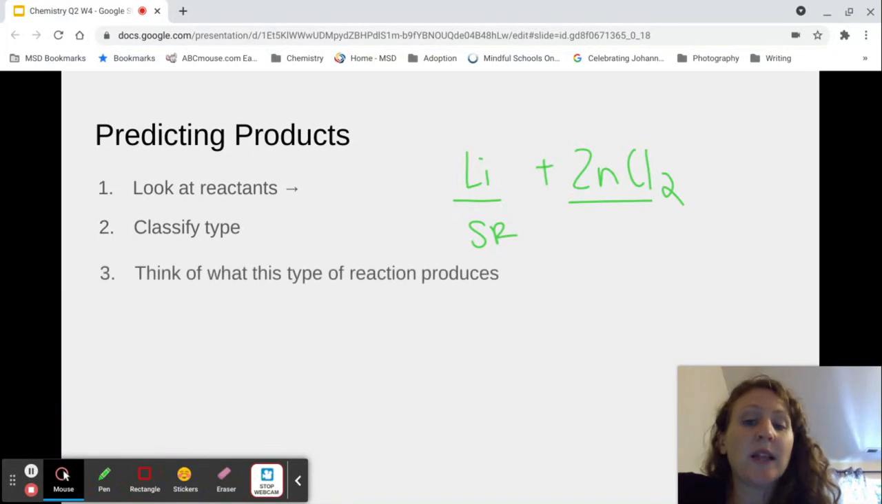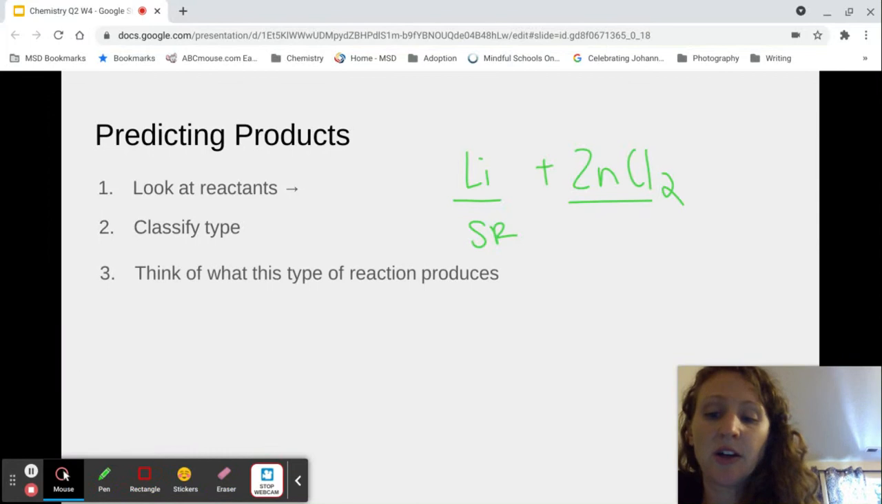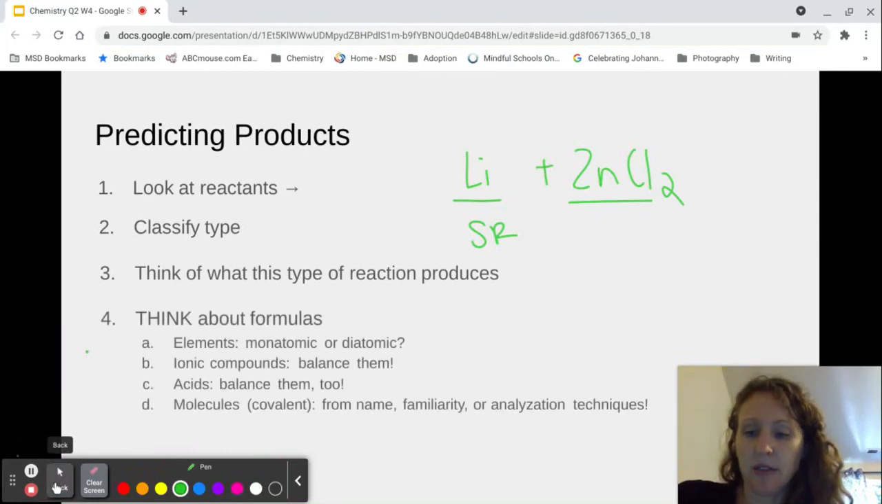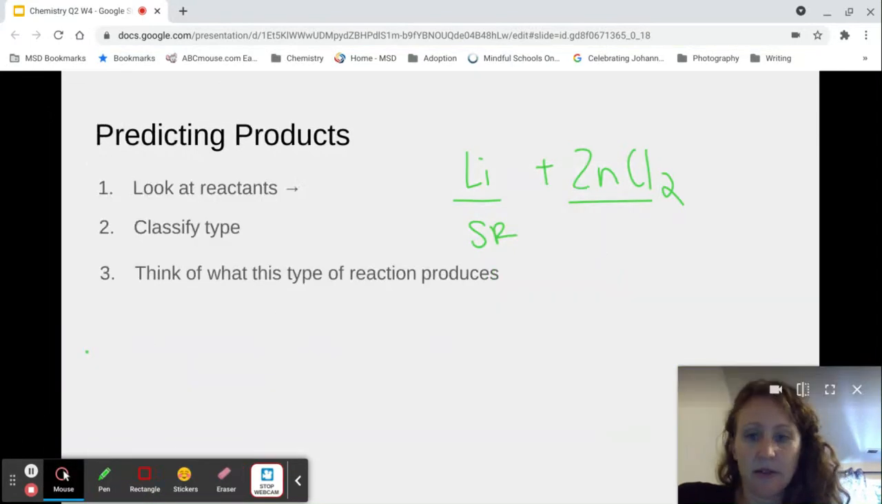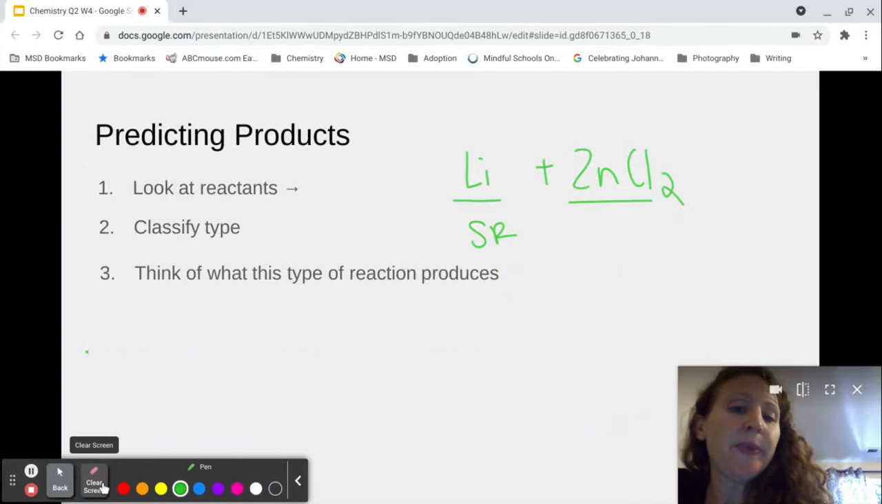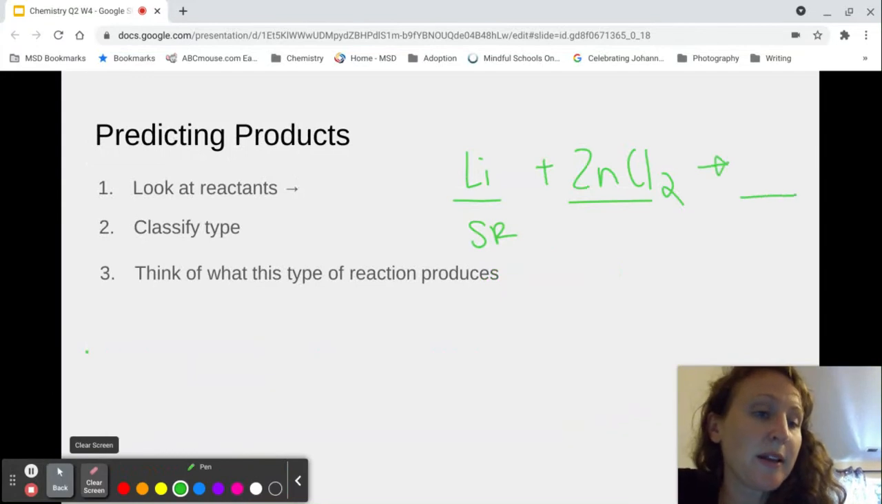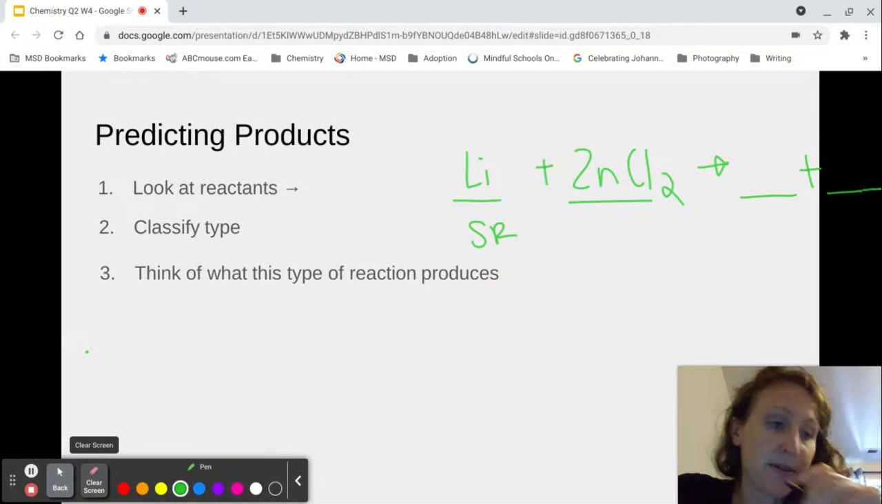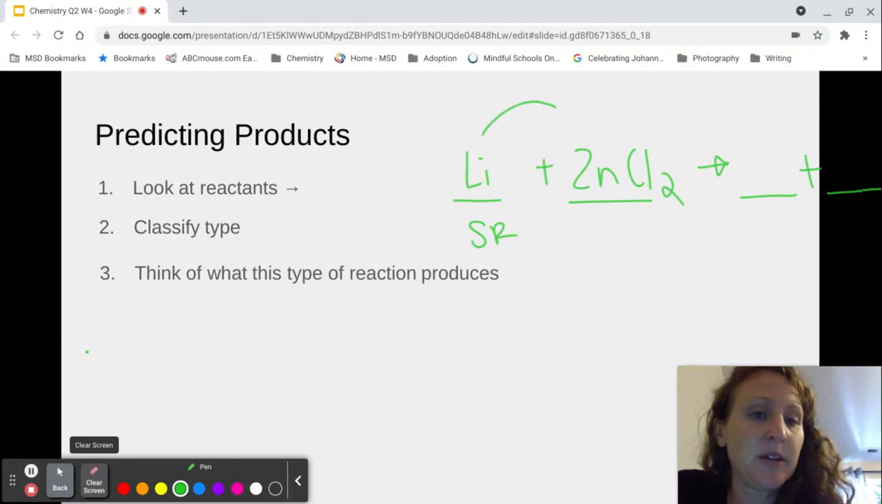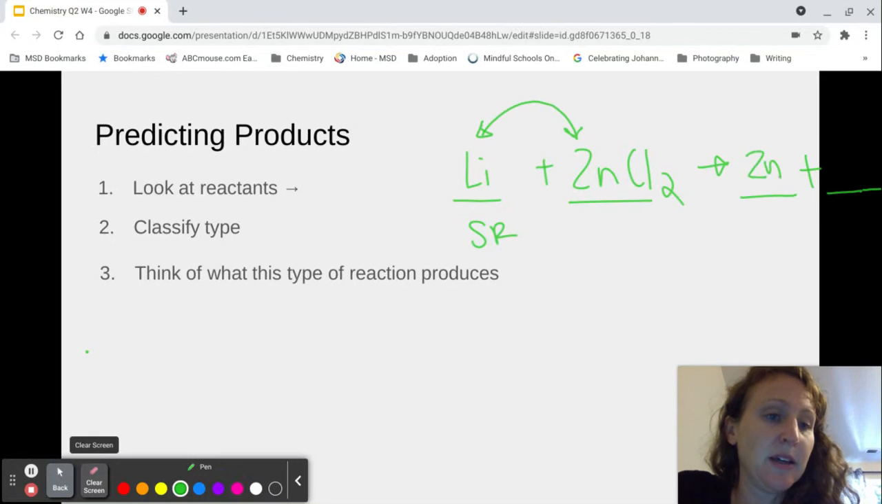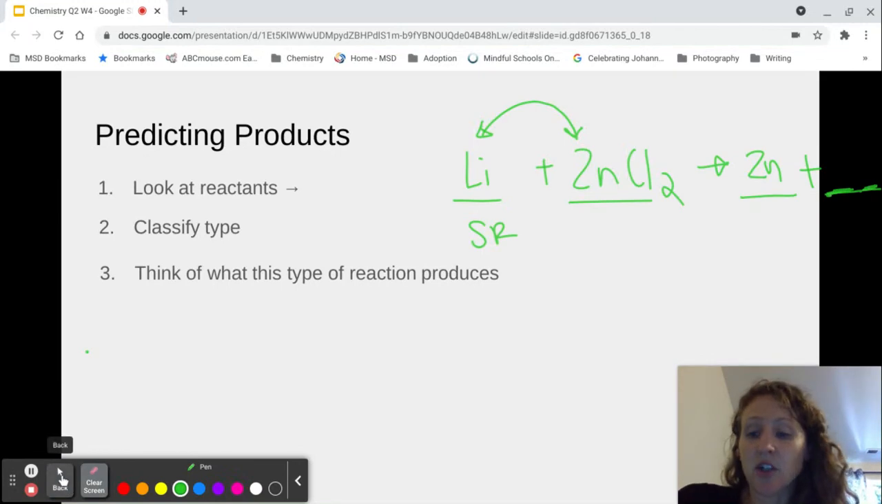Now we're going to think about what this type of reaction produces. So I know for a single replacement reaction, that I'm going to produce another element plus another ionic compound. Lithium and zinc are going to switch. So I'm going to form my new element will be zinc all by itself. And then my new ionic compound that I know I'm going to form is going to be made out of lithium and chlorine. Now, here's the tricky part.